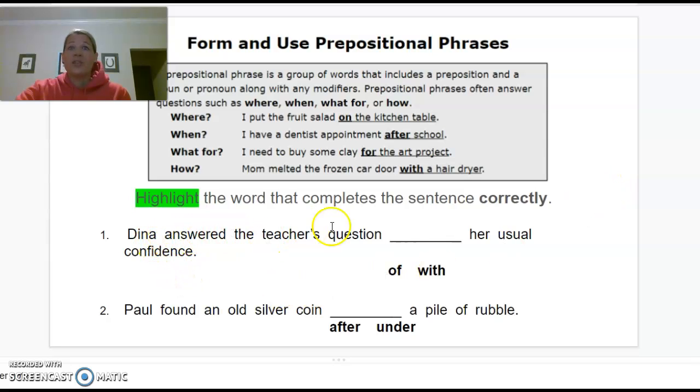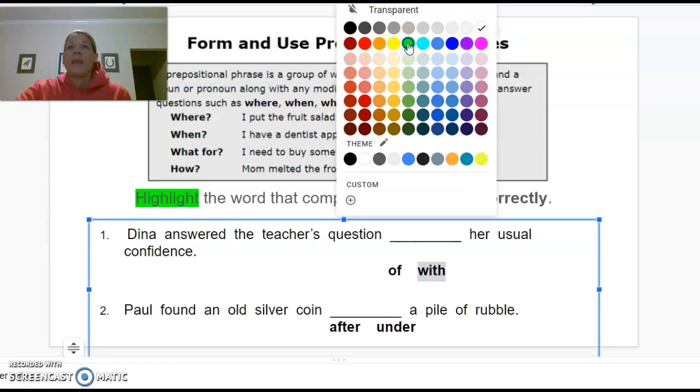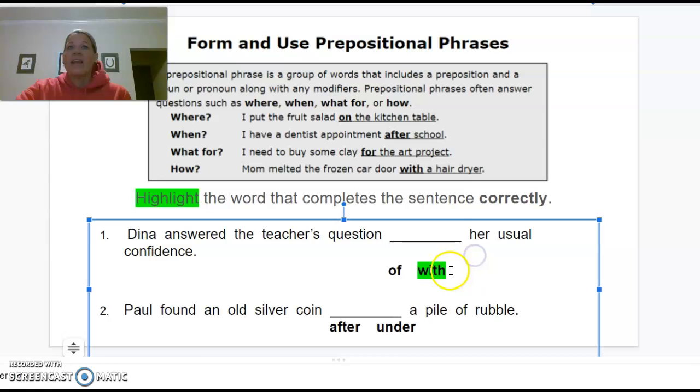Dina answered the teacher's question of her usual confidence or with her usual confidence. A lot of times these just sound right or sound wrong. So we have she answered with her usual confidence. And if I look, that answers the question how. How did she answer? With her usual confidence.